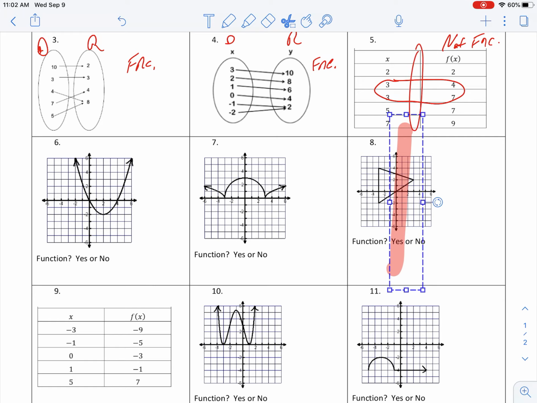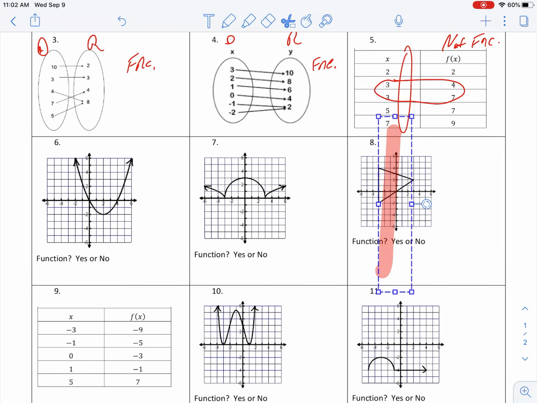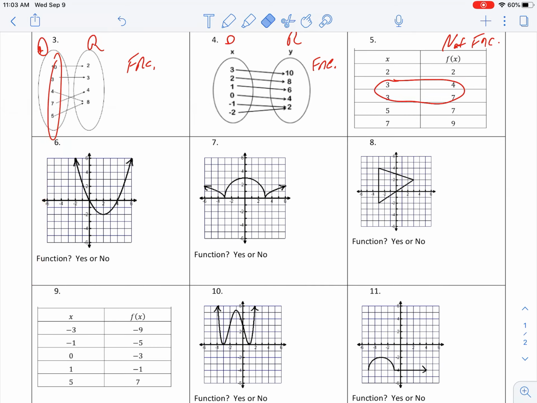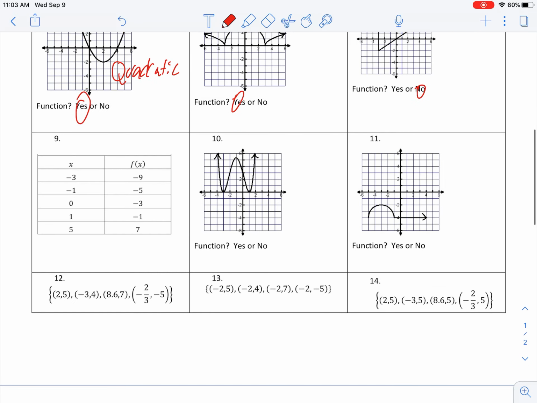It's failing all throughout here. That vertical line is hitting the graph at more than one point at a time, which is considered not a function. So as I drag that back, we said this was a function, and this is a quadratic graph, if I could spell quadratic nicely. Number 7, we said that was a function. And number 8, we said was not a function because it's failing here, here, here. All throughout this graph, it's hitting a vertical line in more than one place.